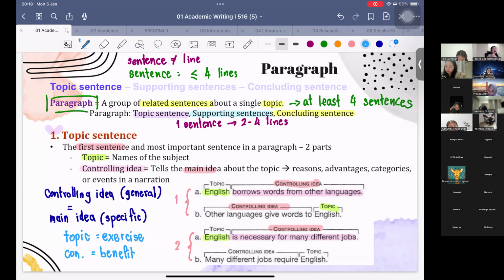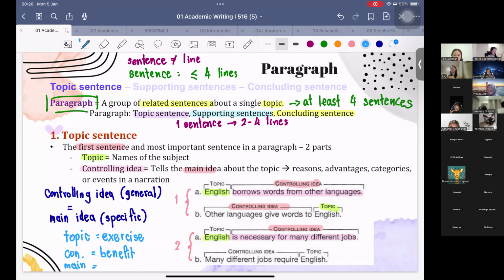However, if you say your topic is exercise and you're going to write about the benefits, the word benefits is going to be the controlling idea, because under the word benefits, there are the benefits of exercise, like good health, good emotions, good mental health. Those are the details, right? So if you provide the overview of what you're going to write, that is called the controlling idea. However, if you mention the specific ones, that is called the main idea.